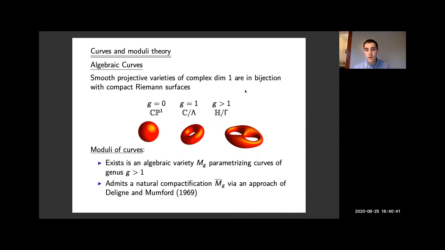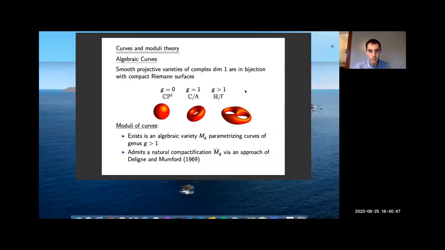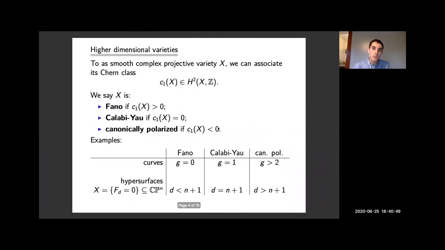But what I want to talk about now is what you can say for higher dimensional varieties. For higher dimensional varieties, you need to replace the genus with some other invariants. What I'll say about this is if you have a smooth complex projective variety, we can associate its Chern class, which is some cohomology class. If you're familiar with Chern classes of line bundles or vector bundles, this is just the first Chern class of the top wedge power of the tangent bundle.